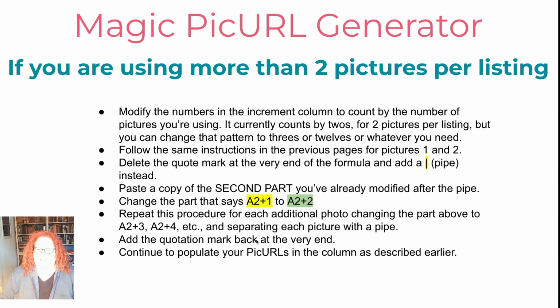When you're at the end of however many pictures you have, put the quotation mark back at the end, and then you can hit return and then pull down the handle thing like we talked about earlier, and that's it. So that is how you use the Magic PicURL Generator for 1 picture per listing, 2 pictures per listing, or up to 12 pictures per listing.